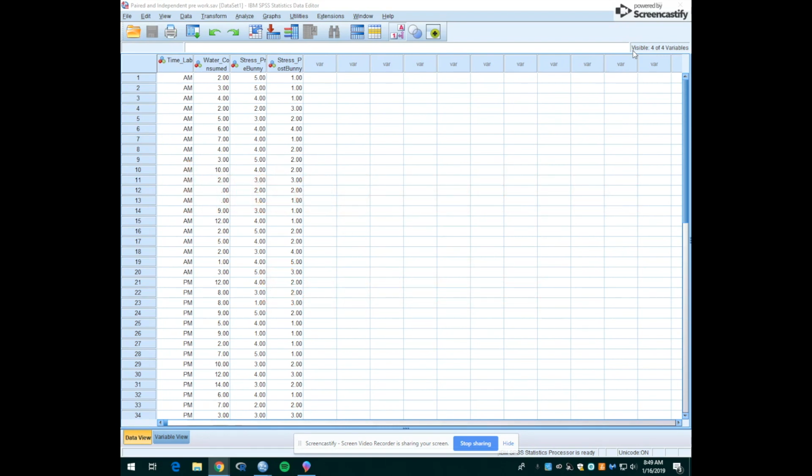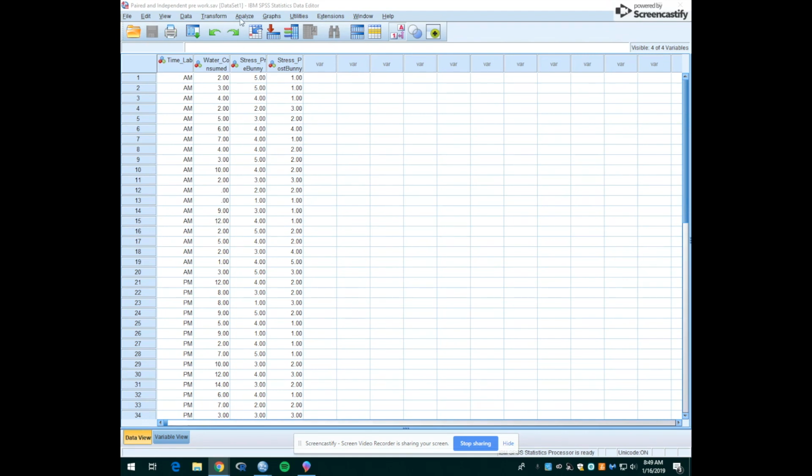So to run an independent samples t-test in SPSS, first I'm going to show you just the first two variables that we have in this data set. The first one is the time of lab. So we see here whether students are in the morning section or in an afternoon section. And then the second variable is water consumed. So let's say this is the ounces of water that each student reported consuming during their lab session.